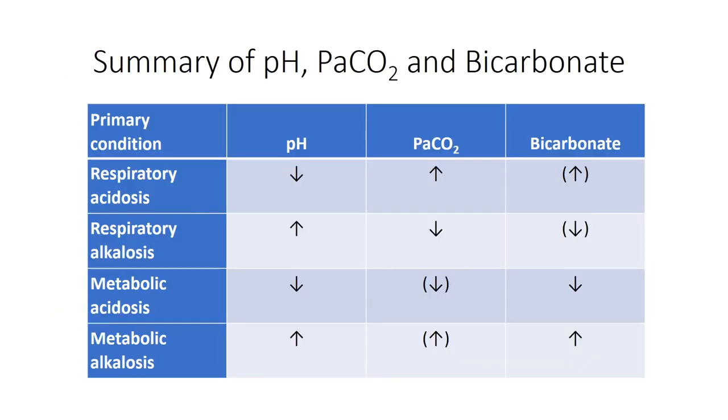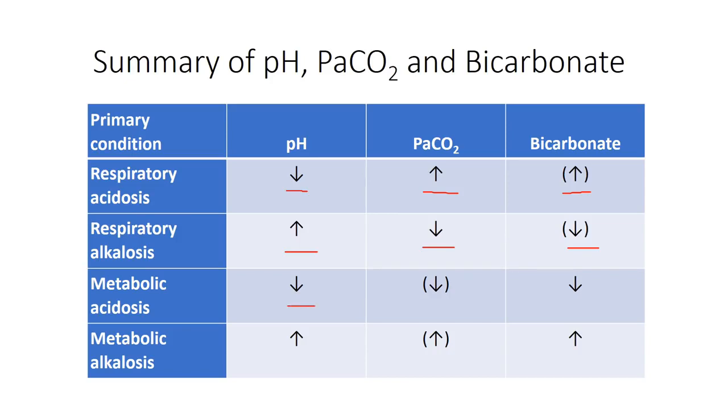So in summary, respiratory acidosis is a low pH with a high arterial pressure of carbon dioxide. You may or you may not get a compensation, that's why it's in brackets, of bicarbonate, which would go up. Respiratory alkalosis gives you a higher pH, a lower arterial pressure of carbon dioxide, and you may get compensation or you may not from the bicarbonate levels in the metabolic system.